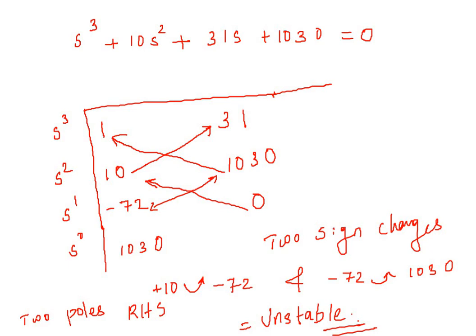So here we got that two poles are lying in the RHS and hence the system is unstable.